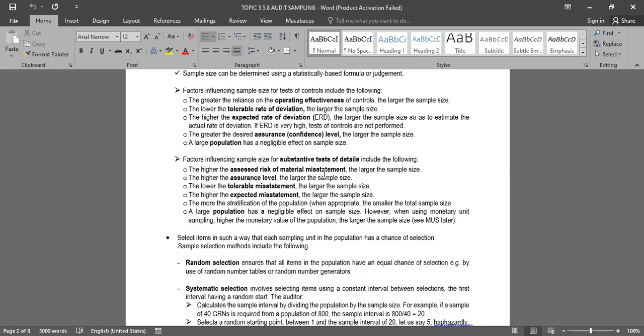Tolerable misstatement, we already talked about this. The expected misstatement, as you can see, is similar to what is up there. The only difference is that here it's misstatement, while the earlier one was more about controls. Then a large population, I already told you, has a really negligible effect on sample size. You can't base your sample size on the population.